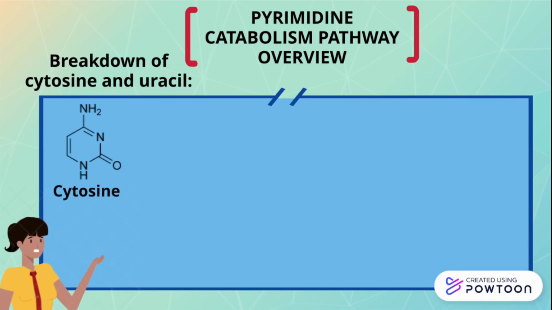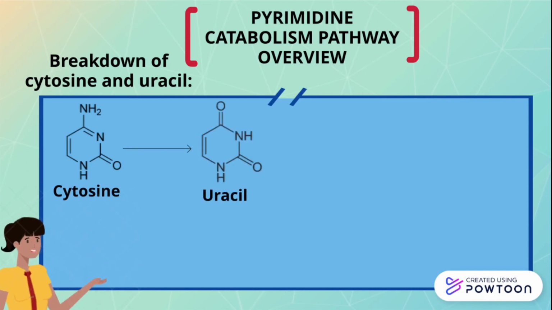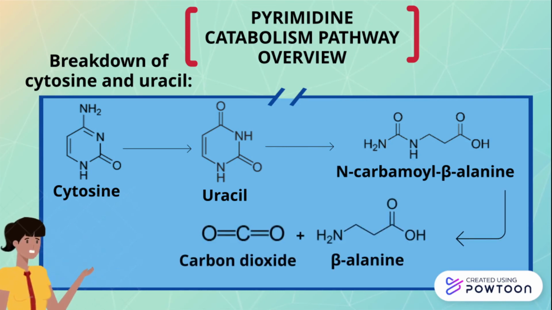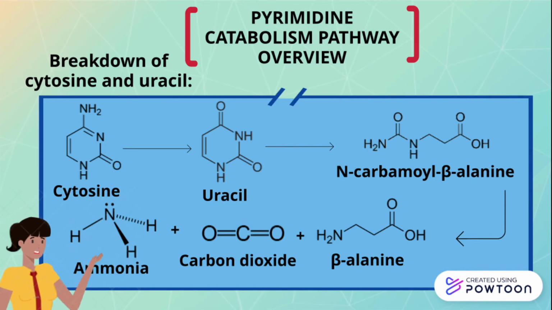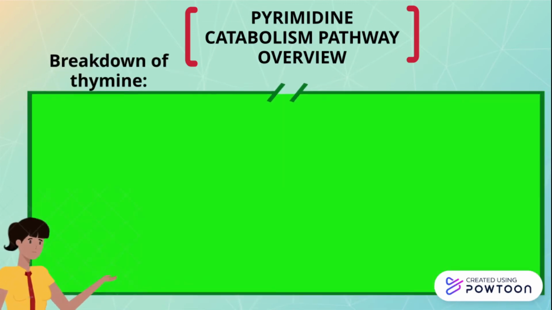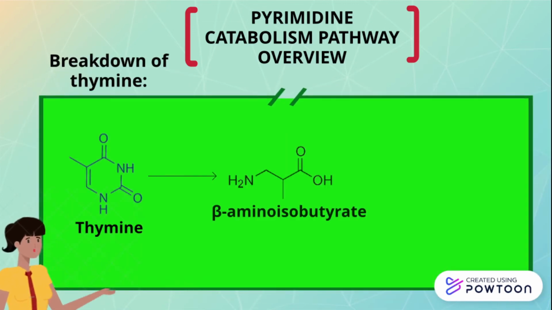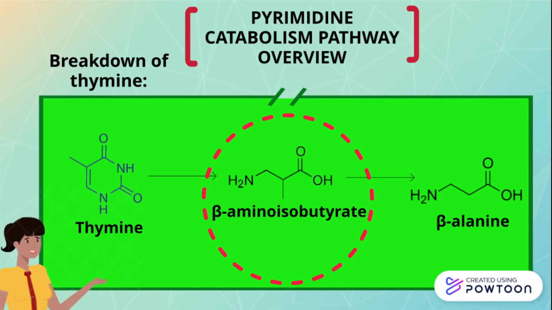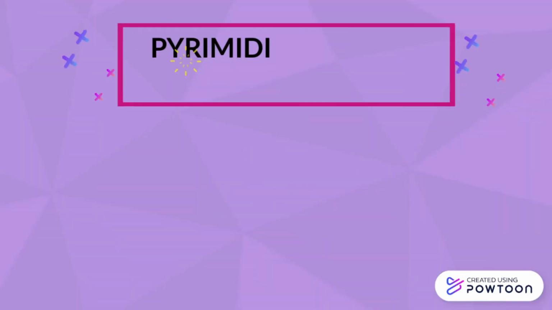First of all, cytosine can be broken down to uracil, which can be further broken down to N-carbamoyl beta-alanine, and then eventually to beta-alanine, carbon dioxide, and ammonia by beta-ureidopropionase. Whereas thymine is broken down into beta-aminoisobutyrate, which can be further broken down into intermediates, eventually leading into the citric acid cycle. Beta-aminoisobutyrate acts as a rough indicator for the rate of DNA turnover.